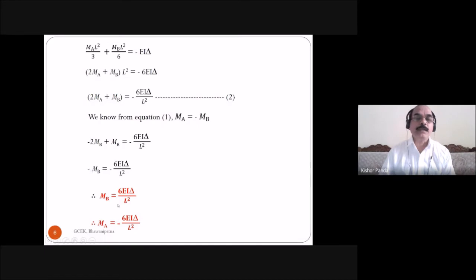So due to the sinking of support, this is the fixing moment produced at the end B, and this moment is induced at the other end, MA. This is minus 6EI delta by L square, due to the sinking of support B.